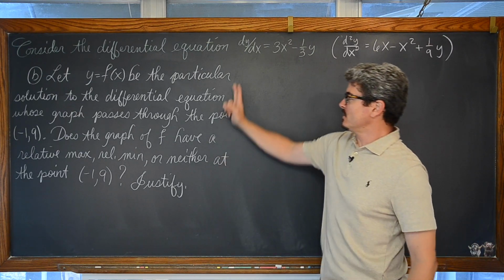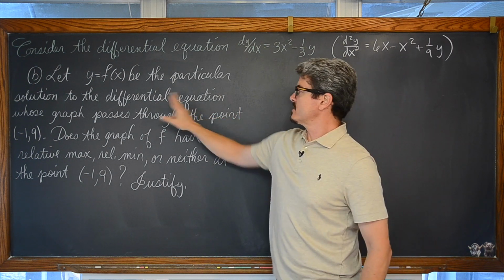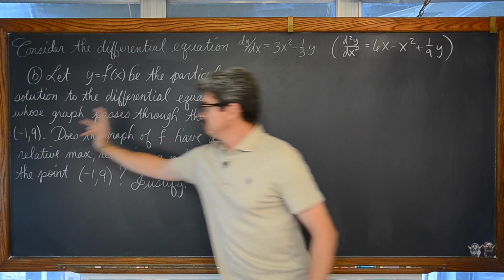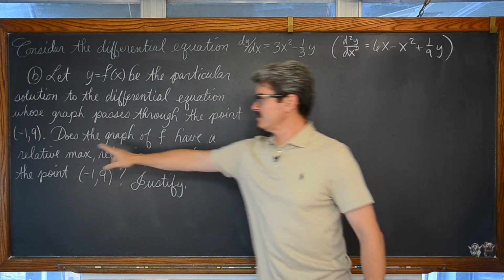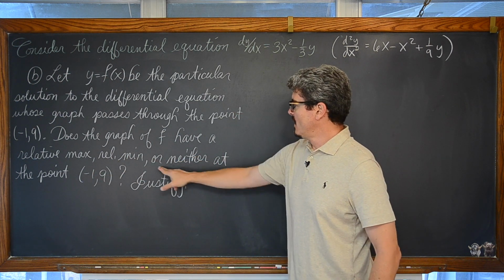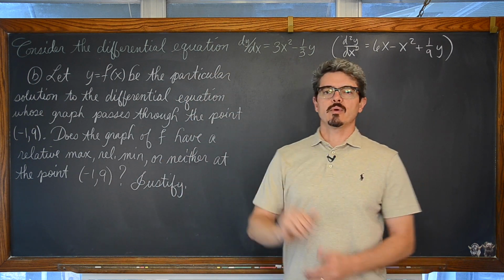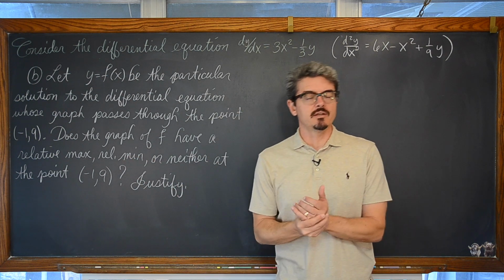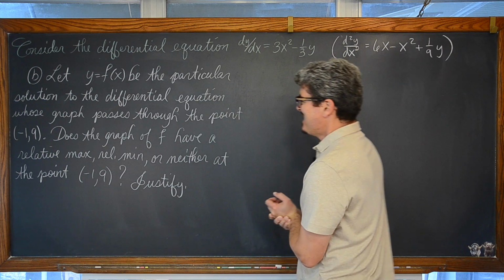Part B, we're going to let y equals f of x be the particular solution to the differential equation whose graph passes through the point (-1, 9). Does the graph of f have a relative maximum, a relative minimum, or neither at the point (-1, 9)? Justify your answer. Regardless of whether you're told to justify your answer on a calculus test, you should just assume the answer is, I need to.